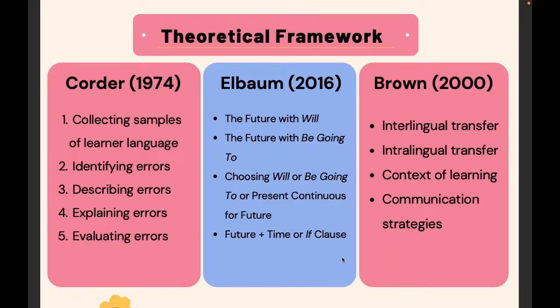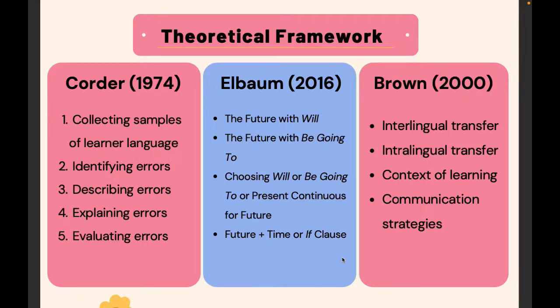The fourth one is explaining errors. It explains the nature of the errors, so it could be some linguistic factors involved, which are interlingual or intralingual interference. The fifth one is evaluating or correcting errors.